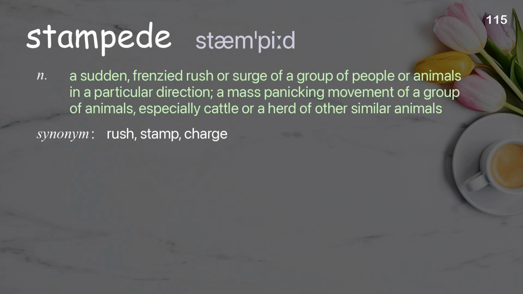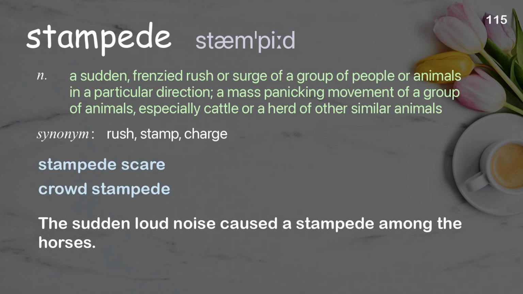Stampede. A sudden, frenzied rush or surge of a group of people or animals in a particular direction, a mass panicking movement of a group of animals, especially cattle or a herd of other similar animals. Examples: Stampede scare. Crowd stampede. The sudden loud noise caused a stampede among the horses.